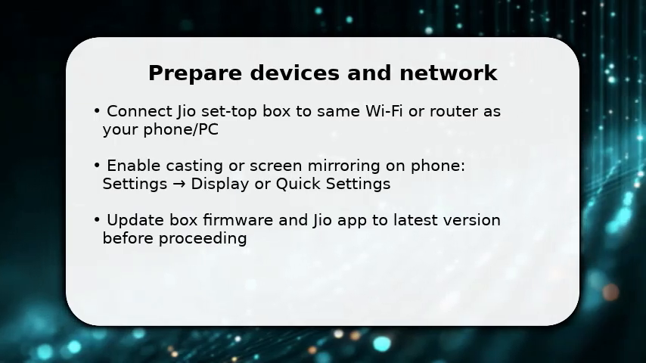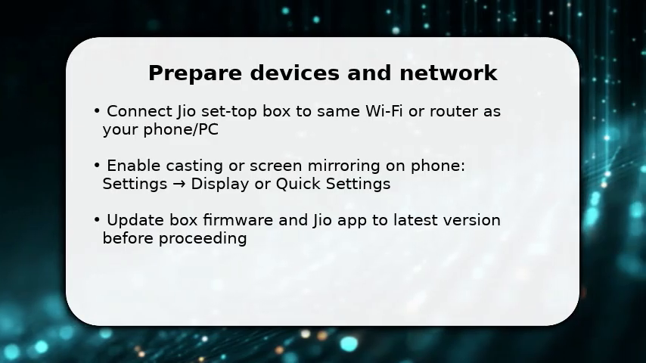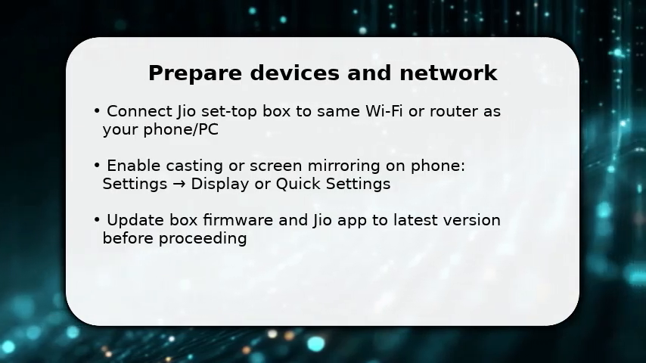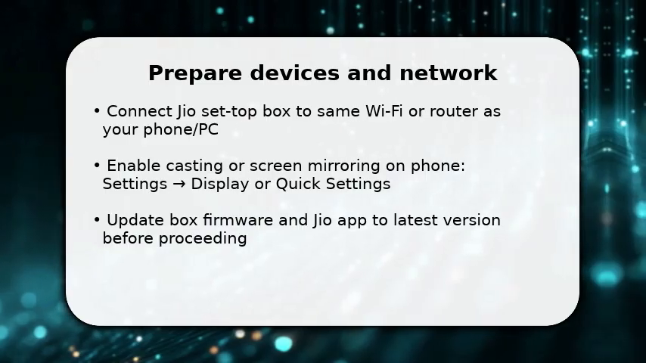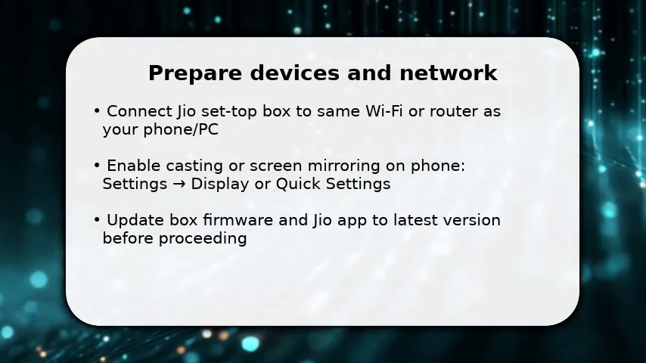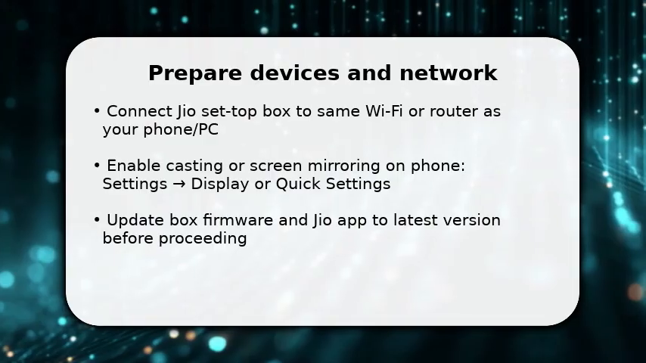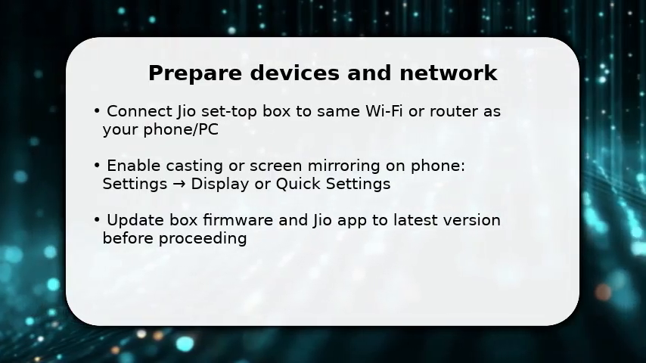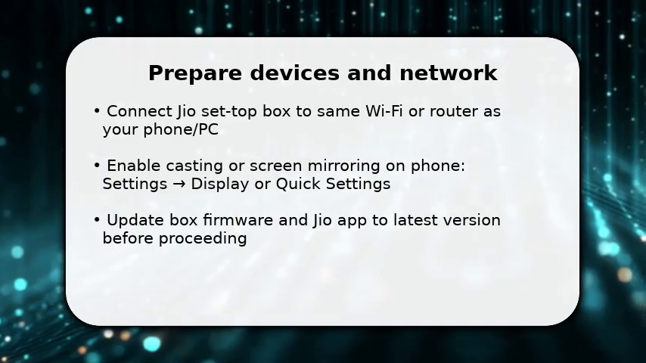You will start by making sure both the Jio set-top box and your casting device are on the same local network. This is critical. Power on the box, confirm the Jio home screen, and sign in if required. On your phone or laptop, enable Screencast or the Jio app's cast control.